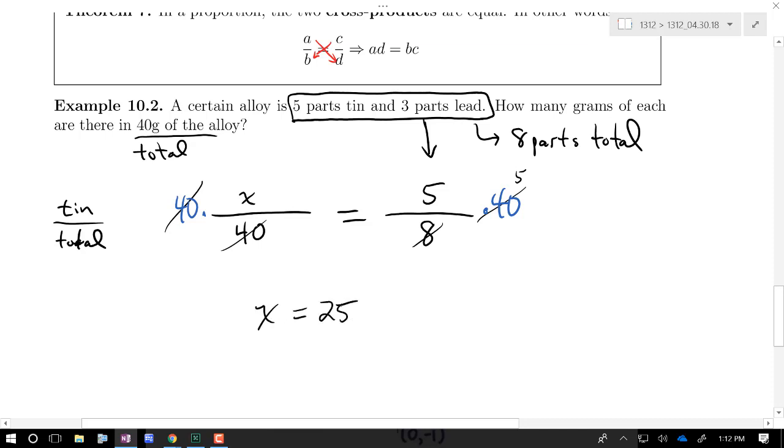And what does this x represent in this problem? Grams of tin, yeah. And we wanted to know how many grams of each are in the alloy, so how do I get the grams of lead? There's 40 total, so we just do a little subtraction. That's 15 grams lead. Huzzah!